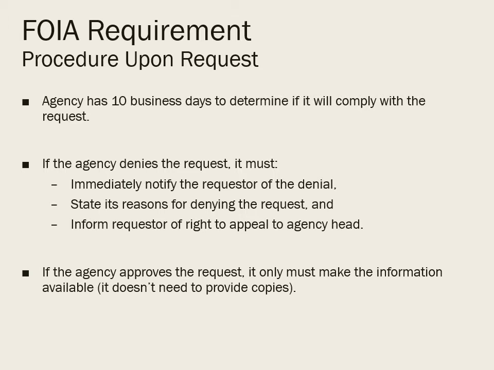If an agency denies the FOIA request, it is supposed to immediately notify the requester of that denial. So technically, if an agency knows on day 1 that it's going to deny the request, it should say so on day 1, but by law it has until day 10. The agency also has to explain why it's denying the request, and it has to inform the requester that he or she can appeal the denial to the head of the agency.